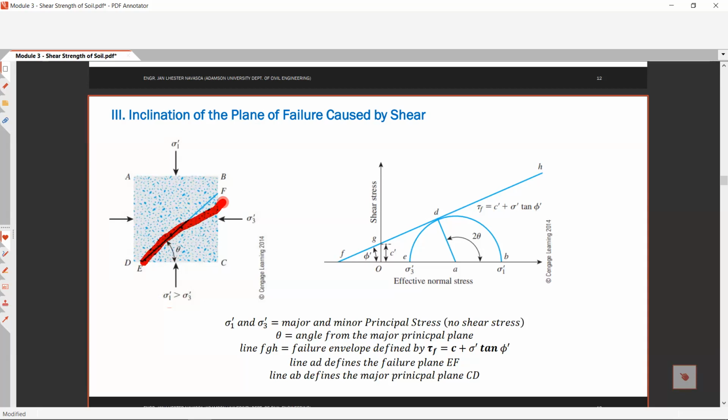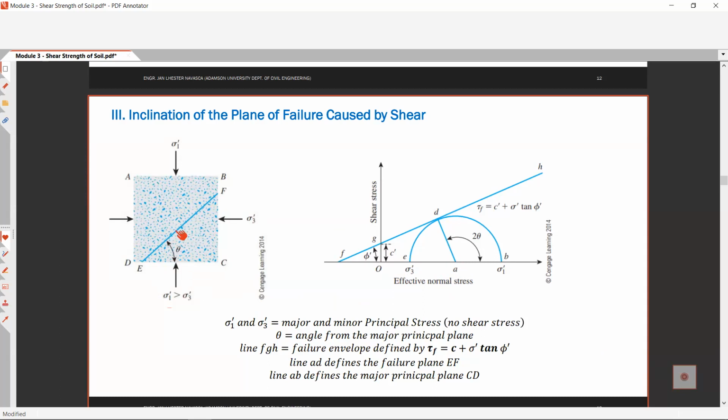Okay, that is your failure plane EF. Yes, your line AD defines the failure plane EF. And the line AB defines the major principal plane CD. Okay, the major principal plane CD.